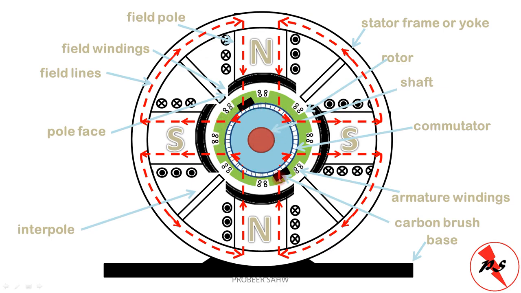Apart from this, we have commutator segments, which collect AC current from the armature windings, or pass the DC current from the outside to the armature winding in the form of AC. These are carbon brushes which are pressing against the commutator. The role of these brushes is to collect the current from the commutator and pass it on to the external circuit in the form of DC, or if it is working as a motor, it will take DC current from the supply and pass it to the commutator segments, which convert it to AC. Then this current will flow through the armature windings.